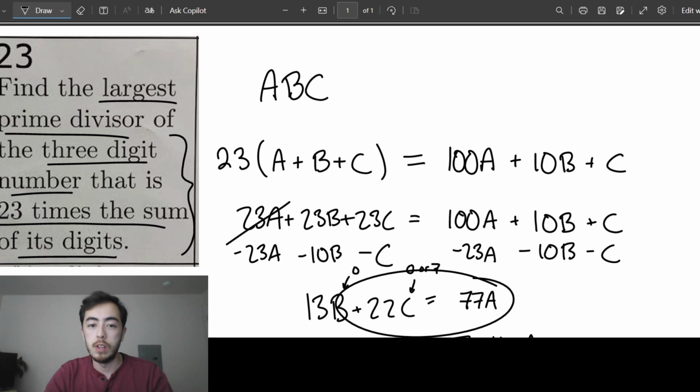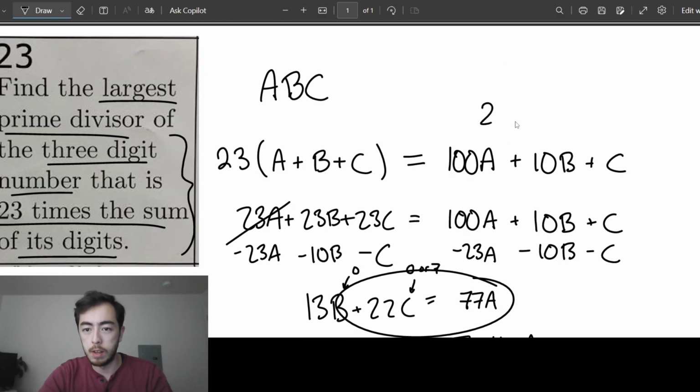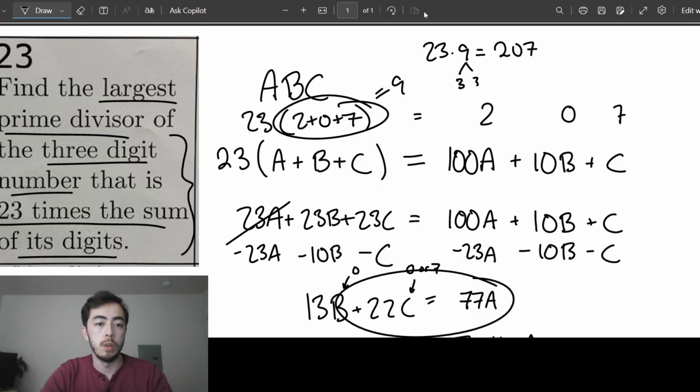Okay. So it does say that 207, here's the 2 for A, the 0 for B, 7 for C, should be equal to 23 times the sum of its digits, 2 plus 0 plus 7. This is the number 9, so it looks like 23 times 9 is equal to 207. And the only prime factors that we're going to find out of that 9 are 3 and 3. So the largest prime divisor is this 23 right here.